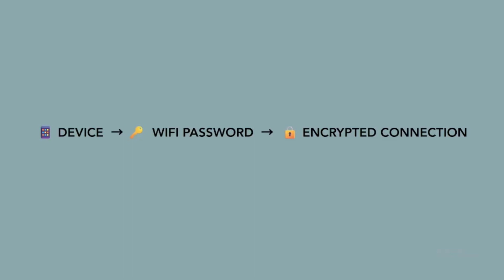Behind the scenes, when you type your Wi-Fi password to connect, your device and the access point perform an authentication process that verifies the password and establishes encrypted communication, so the data traveling over the air can't easily be intercepted by other devices nearby or by malicious actors.